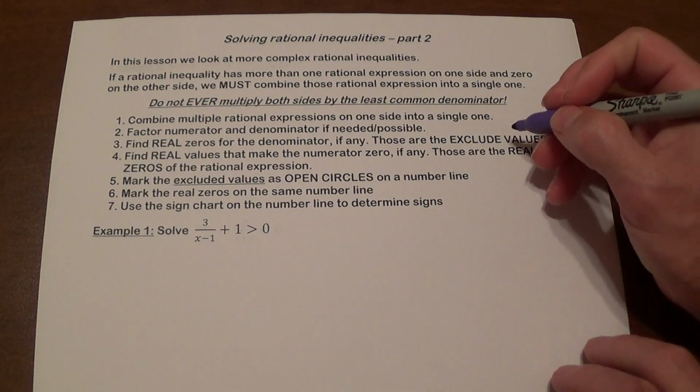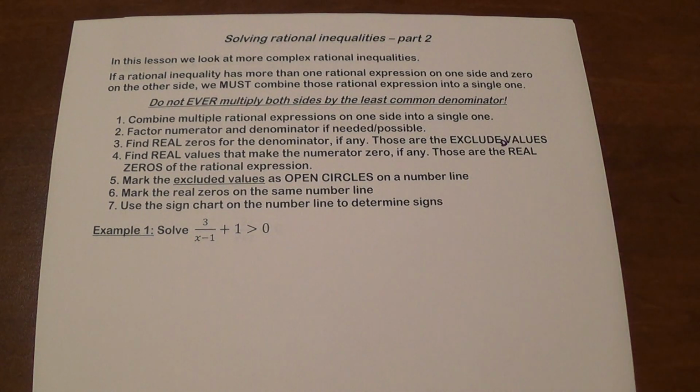But one thing you cannot ever do is multiply both sides of an inequality by the least common denominator. That's a big no-no in this. Let's start with this example.